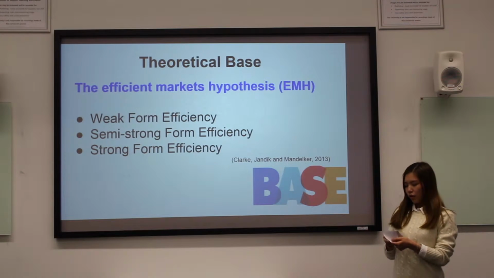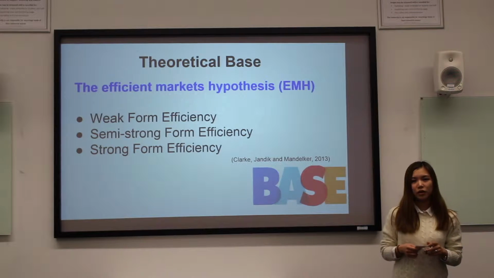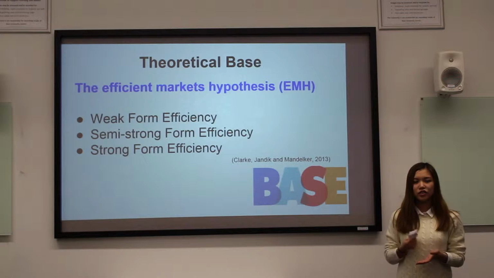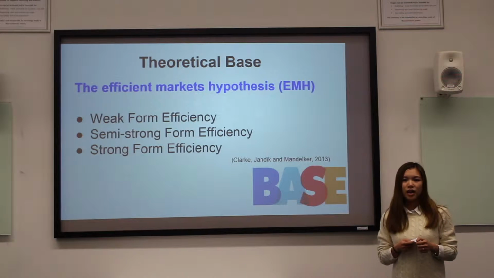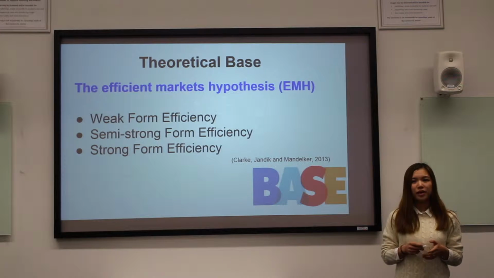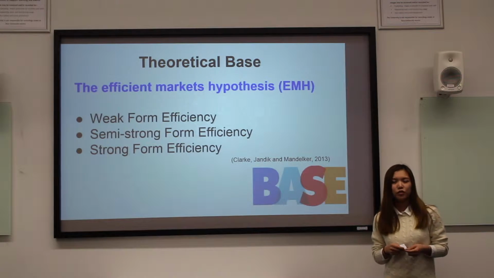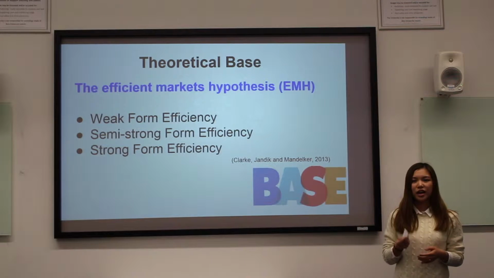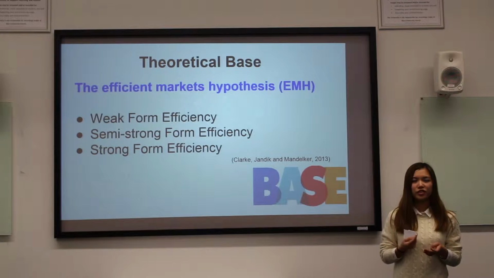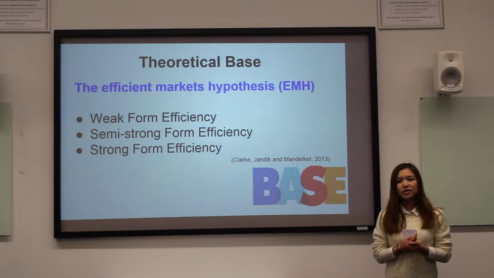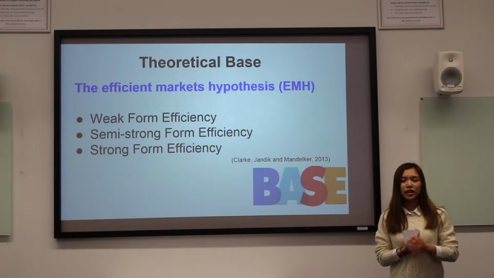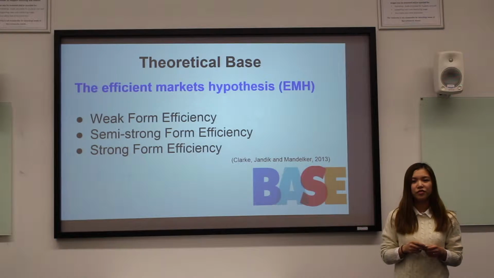Before I explain the models, I want to introduce the theoretical basis. It is the efficient market hypothesis, which was put forward by Fama in 1970. It predicts that all market prices will incorporate the available information at any point in time, and it has three levels of efficiency: the weak form, the semi-strong form, and the strong form.